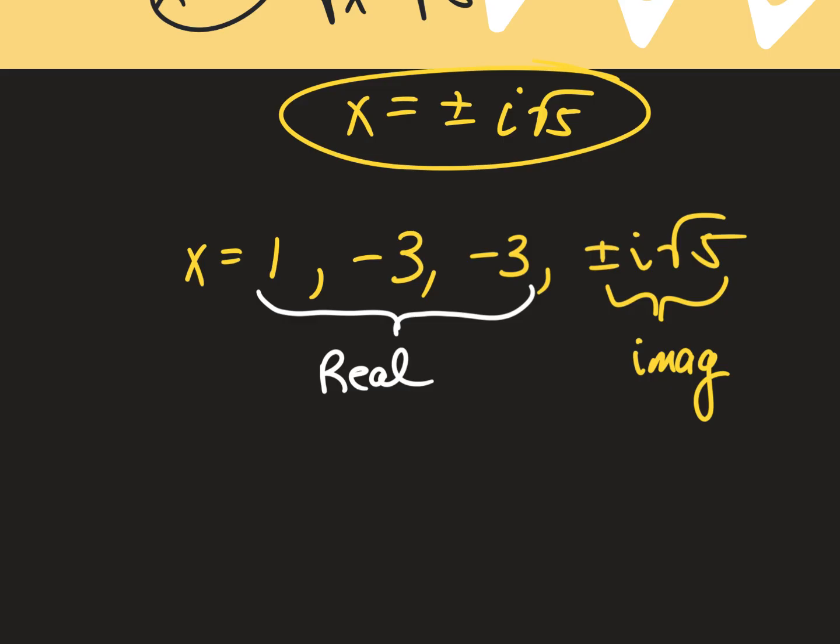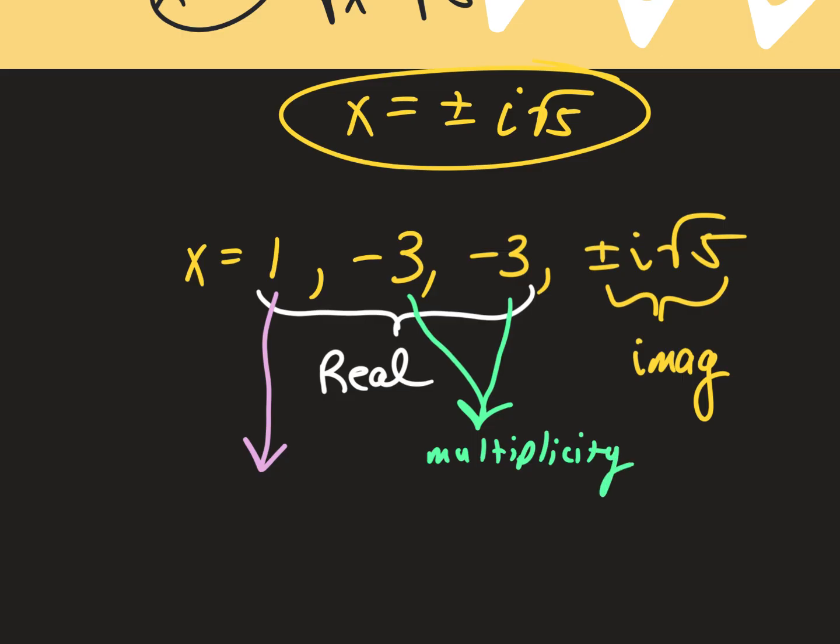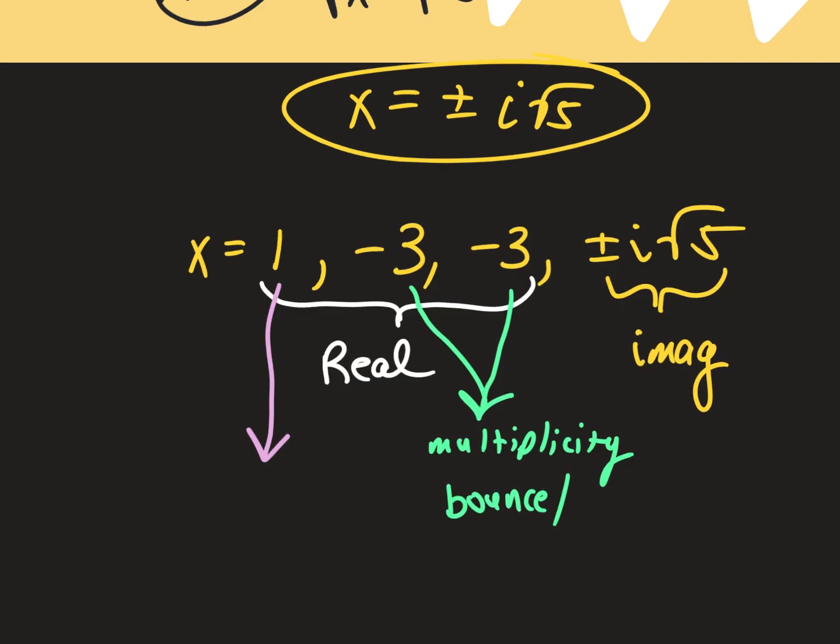I want to talk about these two answers versus this one answer. Those are real, correct? Do you have multiplicity? Yes, where? You have multiplicity here at -3. How many times do you have -3? Twice. That's an even amount of times. So what's going to happen at the x-axis at -3? It's going to bounce, or we call touch and turn. You might see it either way.